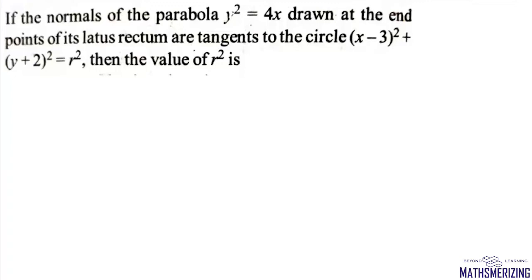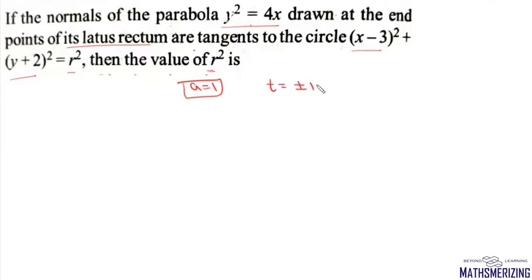Now the question is, if the normals to the parabola y squared equals 4x drawn at the end points of its latus rectum are tangents to the circle (x minus 3) whole squared plus (y plus 2) whole squared equals r squared, then the value of r squared is? Now we know that for this parabola the value of a is 1, and we also know that for the end points of the latus rectum the value of t is plus 1 or minus 1.